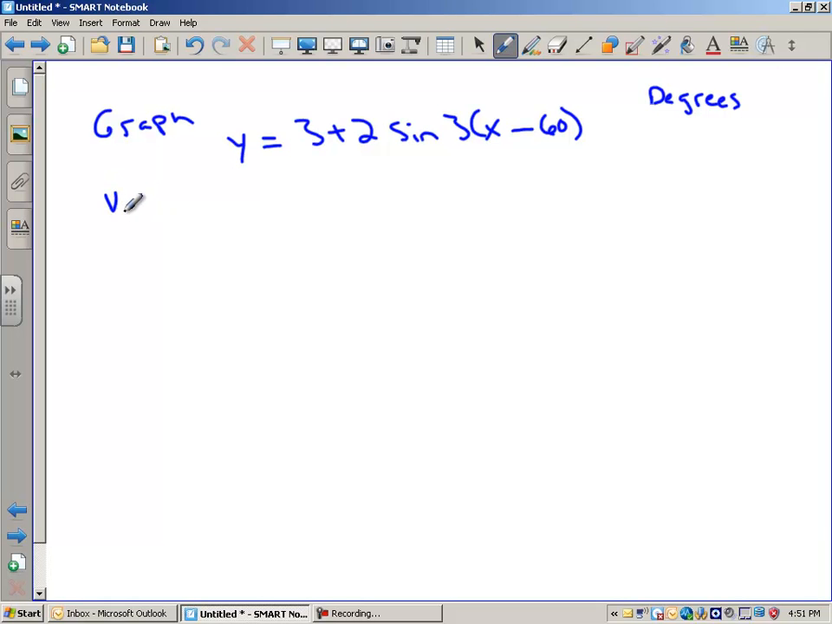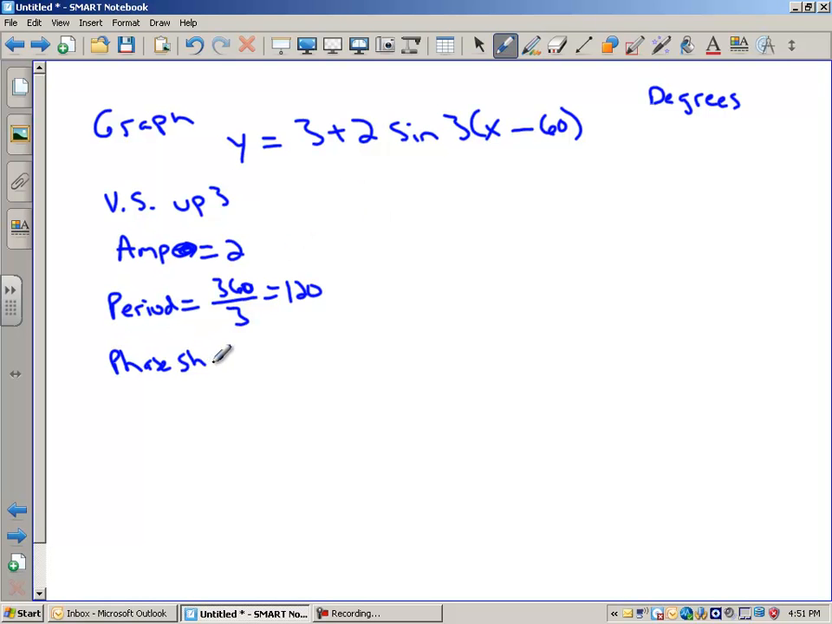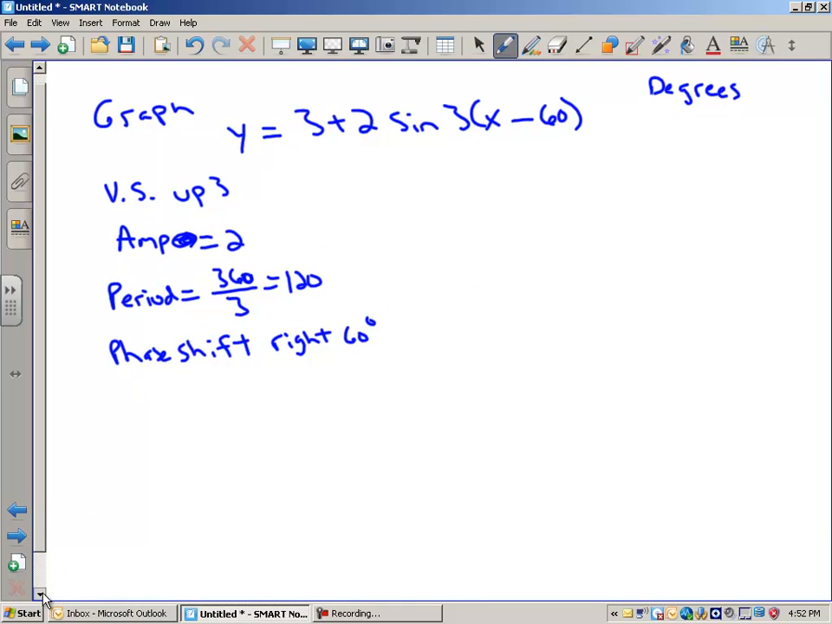First of all, my vertical shift, I'm going to do VS, is up 3 because we've got the 3 plus. My amplitude is equal to 2. It's that number. Now my period in degrees is 360 divided by that number b, which means I've got a period of 120 degrees. And then I also have a phase shift. My phase shift is right 60 degrees. So let me show you how to throw all of this together and graph this thing.